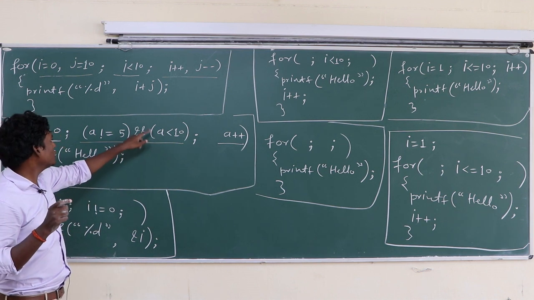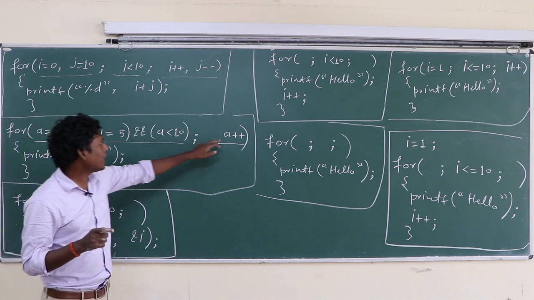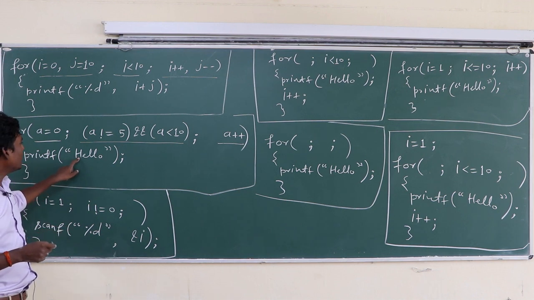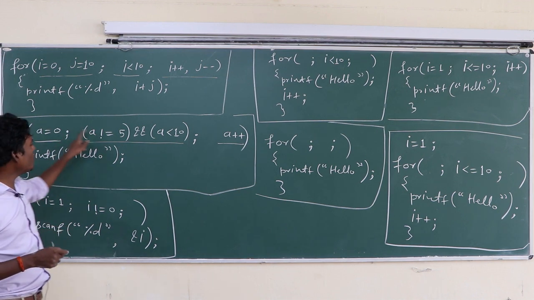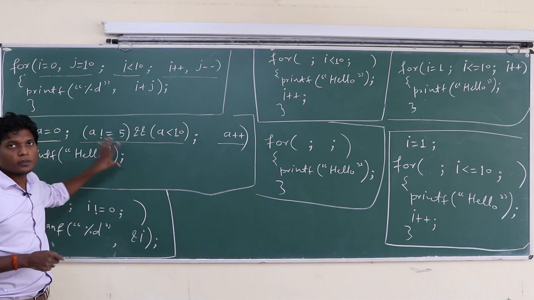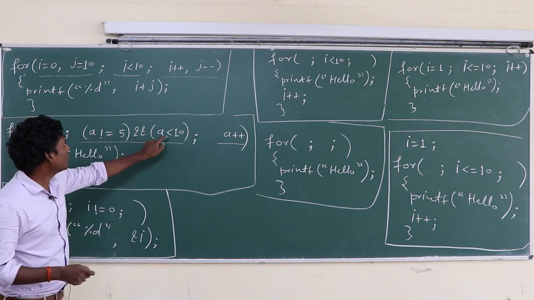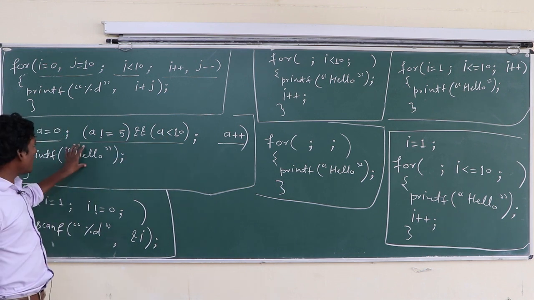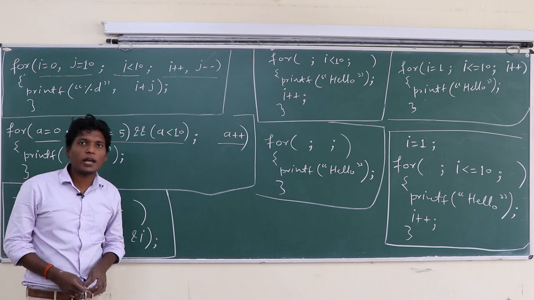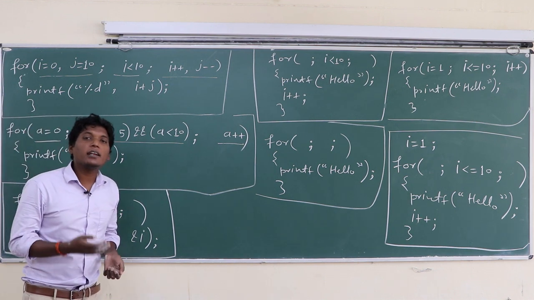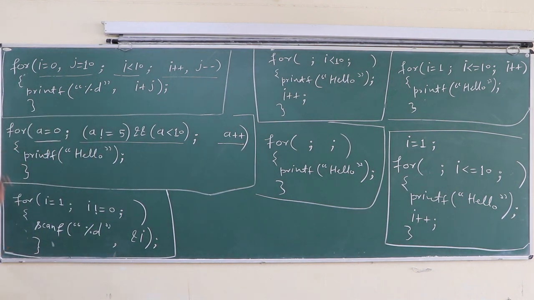Okay class, so this one is true, and here is a++, hello will be printed. Hello will be printed, and this loop executes 10 times from 0 to 9, and hello will be printed 10 times. So class, this one is also true.